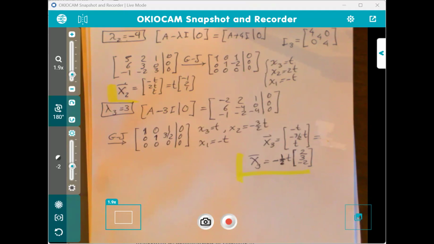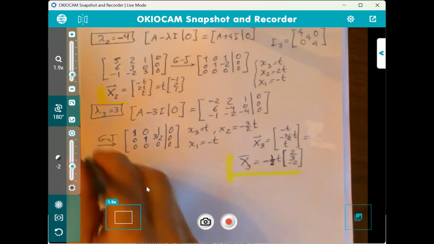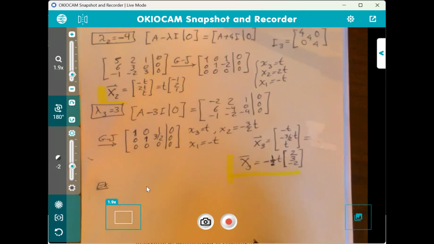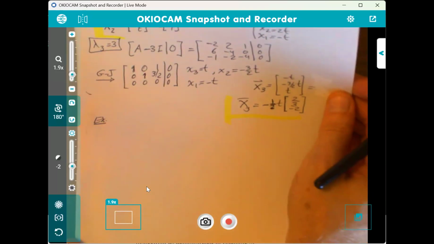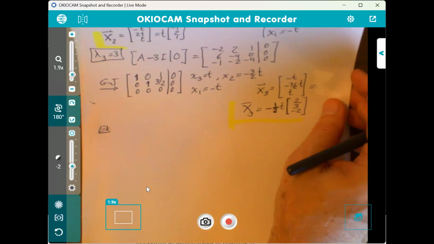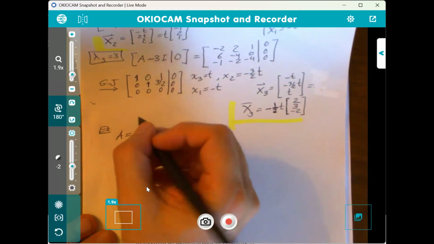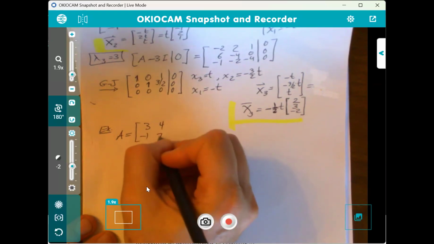Okay. Now let's take a look at another example. So for this next example, we're going to see something that's slightly different than what we just did. In this example, again, we want to find the eigenvalues and eigenvectors. This time, a smaller system. We have A equals 3, 4, negative 1, 7.